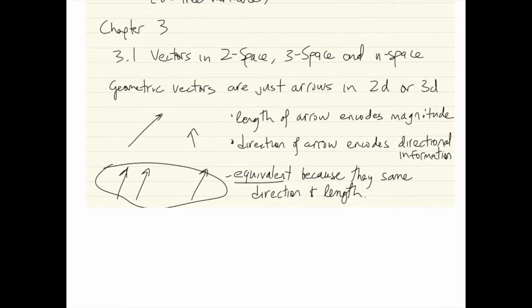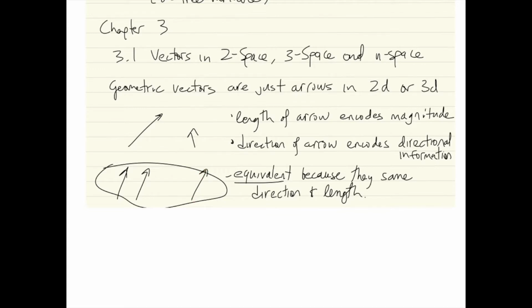And the length of the arrow encodes the magnitude. So here are two arrows of different lengths, and then the direction of the arrow encodes some sort of directional information. And then we say two arrows are equivalent if they have the same direction and length. So all these arrows down here are equivalent because they have the same length and they're pointing in the same direction. In other words, they're parallel.